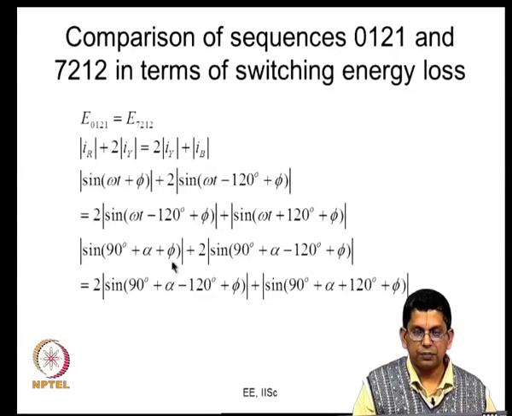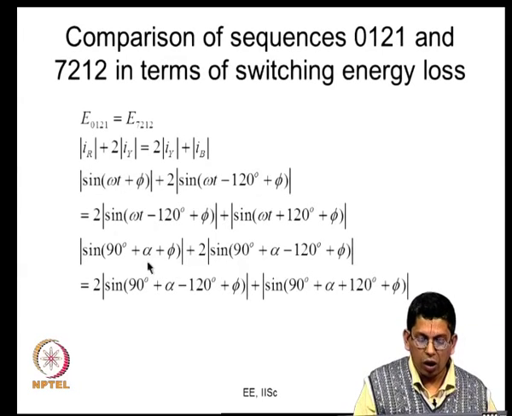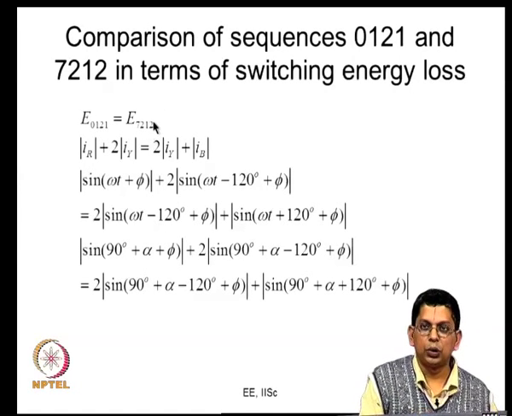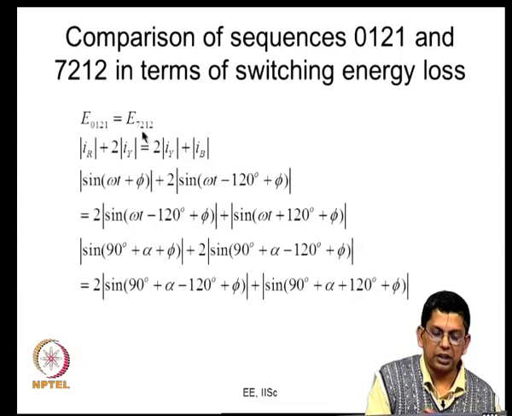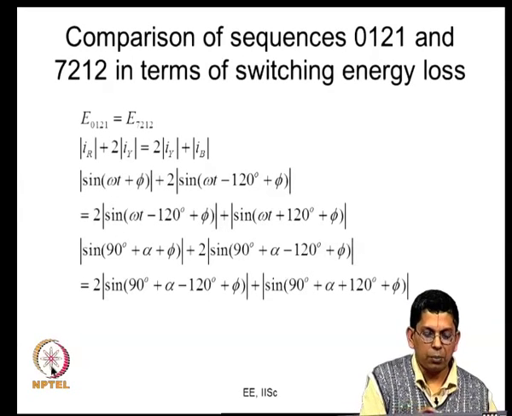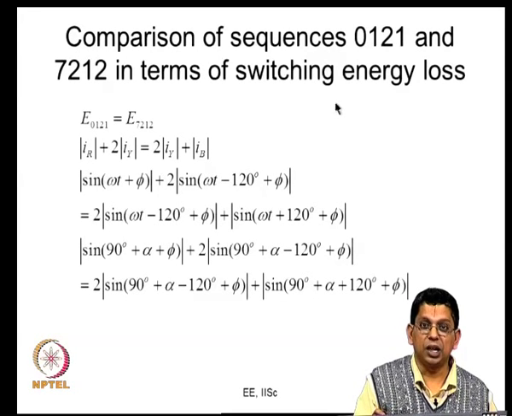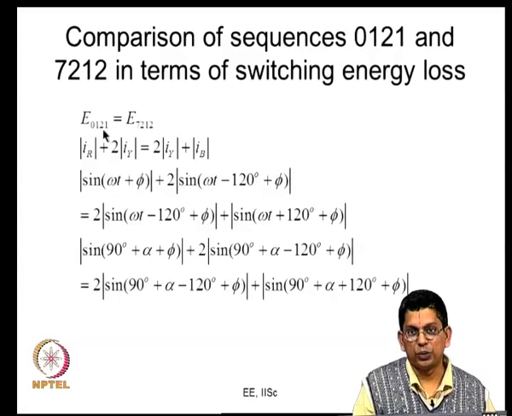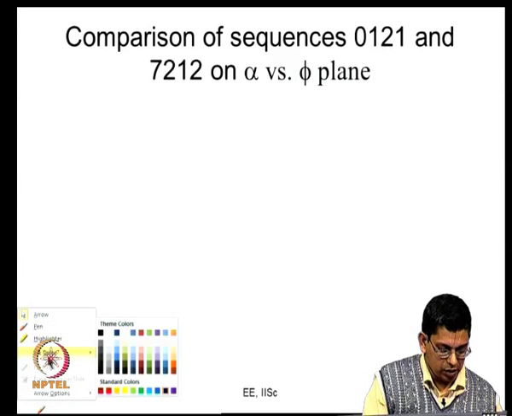You actually get an equation in terms of alpha and phi. There could be multiple solutions, please be careful about that, and so for this particular relationship between alpha and phi, you will have 0 1 2 1 equal to 7 2 1 2, their losses will be equal. You can easily find the condition E 0 1 2 1 greater than E 7 2 1 2 and E 0 1 2 1 less than E 7 2 1 2. So, that would be a way to combine 0 1 2 1 and 7 2 1 2 to come up with a PWM method which has a lower switching loss than 0 1 2 1 individually and 7 2 1 2 individually.